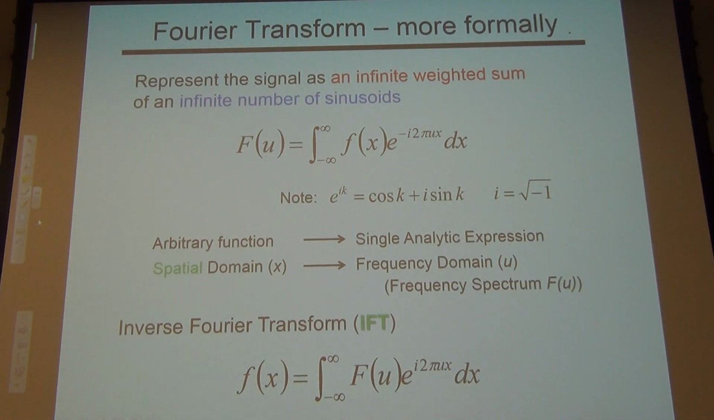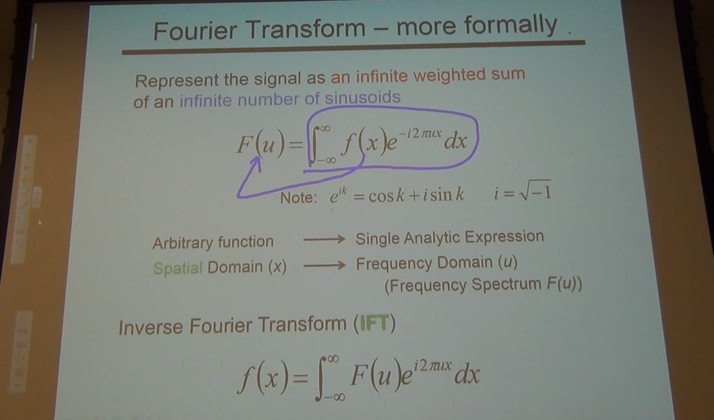Let me repeat what a Fourier transformation is, if you are still confused. More formally, we want to represent the signal as an infinite weighted sum of an infinite number of sine waves. So we do the Fourier transformation to transform the time domain or spatial domain signal into the signal in the frequency domain.